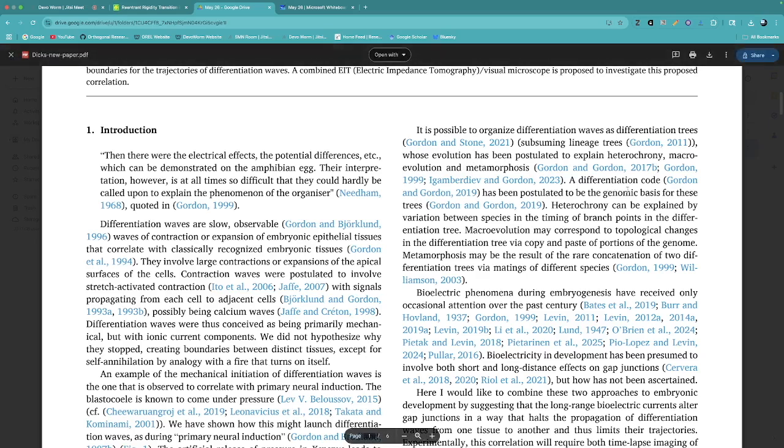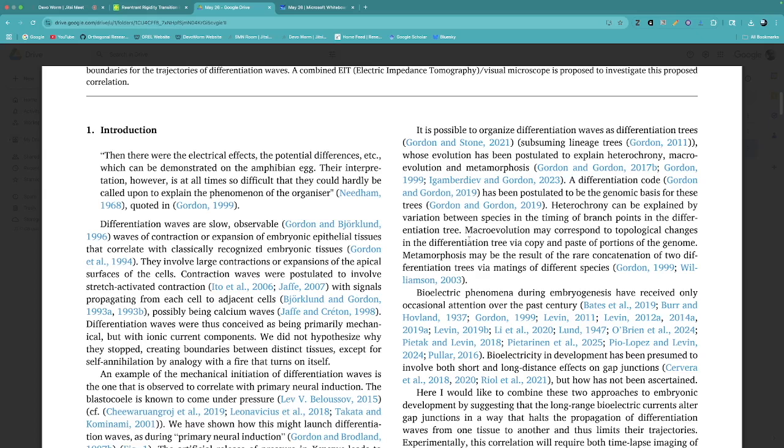A differentiation code has been postulated to be the genomic basis for these trees. Heterochrony can be explained by variation between species in the timing of branch points in the differentiation tree. So heterochrony is the timing of growth and the timing of differentiation. If we go back to our differentiation tree, which is derived from the lineage tree and actually has more information than the lineage tree.